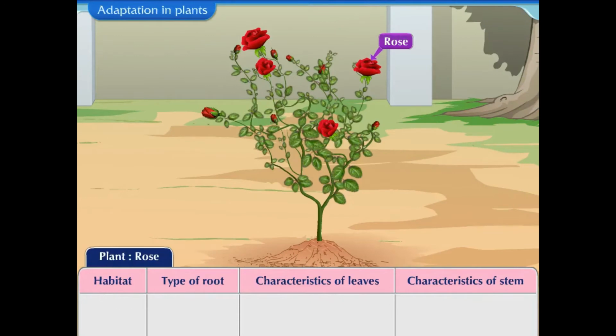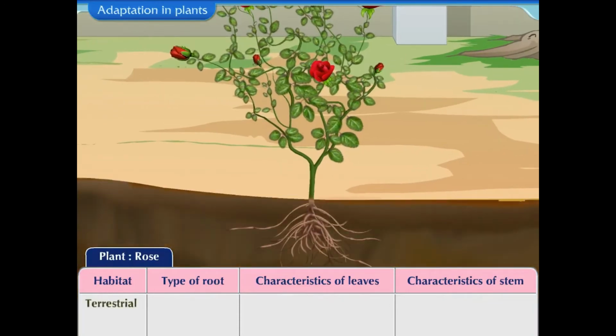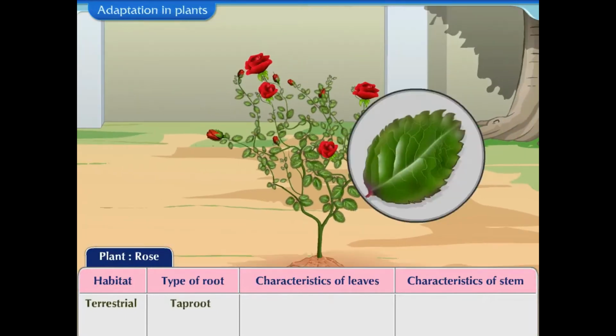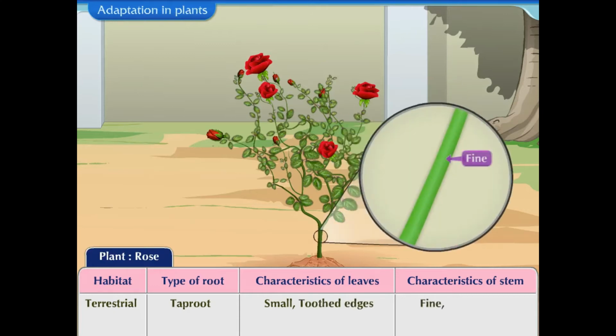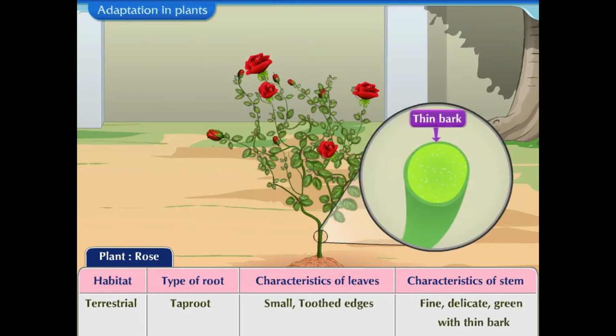Rose plant grows on land. Roots of rose are a type of taproots. The leaves of this plant are small with toothed edges. The stem of this plant is fine, delicate, green-colored and with a thin bark.